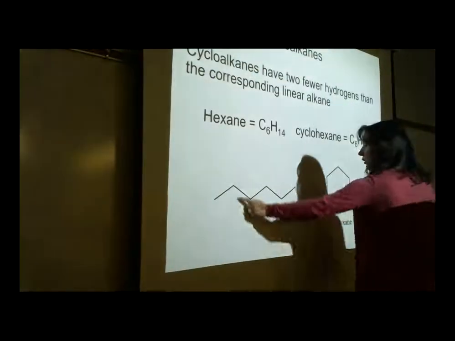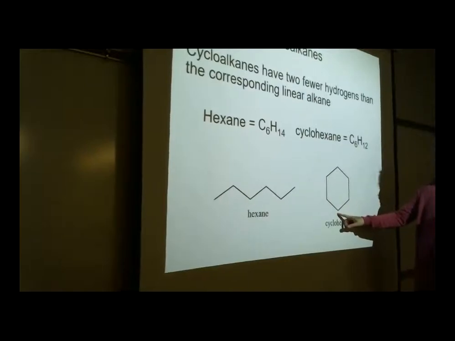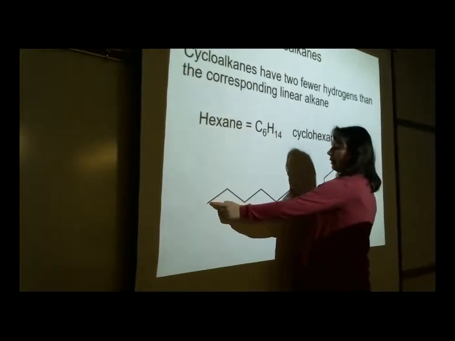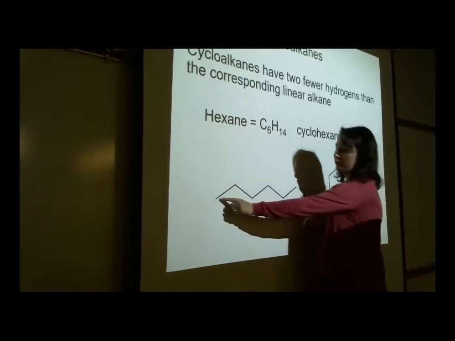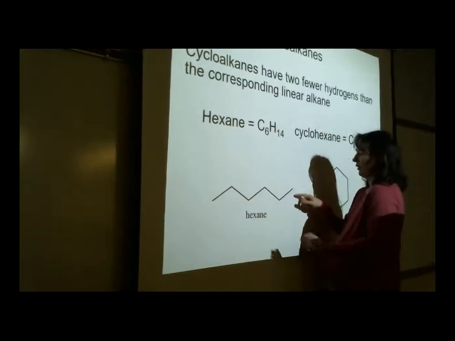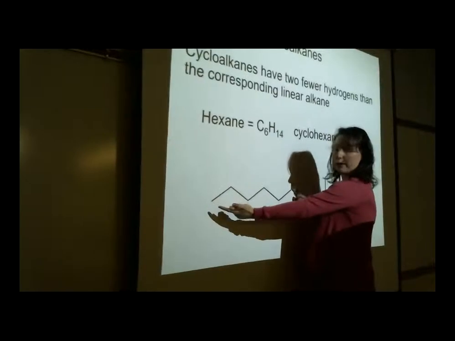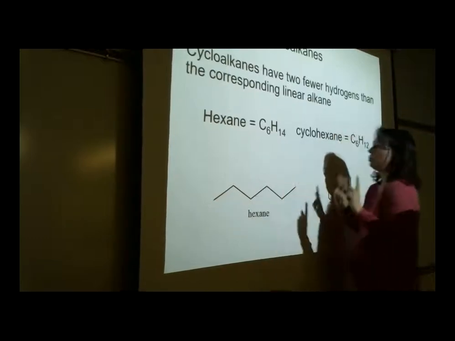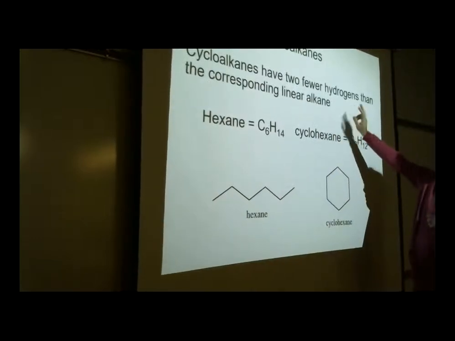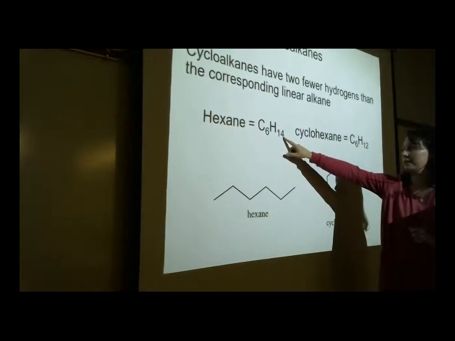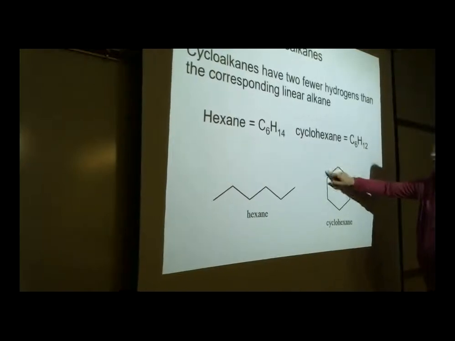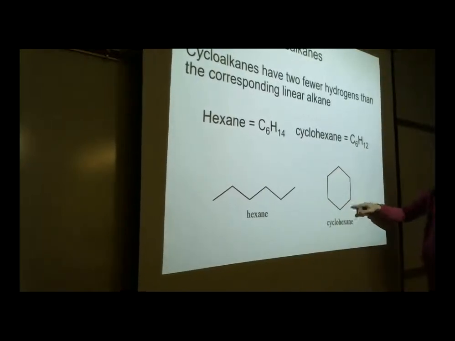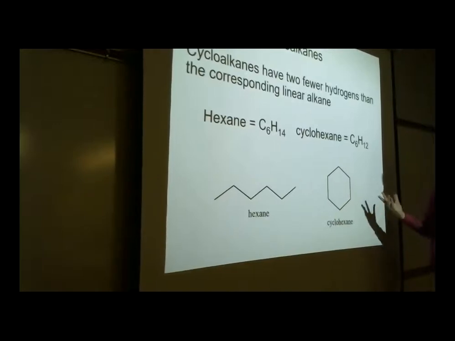When you take the linear version and you loop it around with itself, making a bond between here and here, you have to lose one of those hydrogens, because if this is CH3 and this is CH3, and we make a bond here and here, obviously we can't have a carbon with that many bonds. So it has two fewer hydrogens than the linear version. If hexane is C6H14, cyclohexane will be C6H12, because each one of these is going to have two hydrogens on it. You can't have a carbon with three hydrogens on it. That would violate what we know about how many bonds a carbon needs.